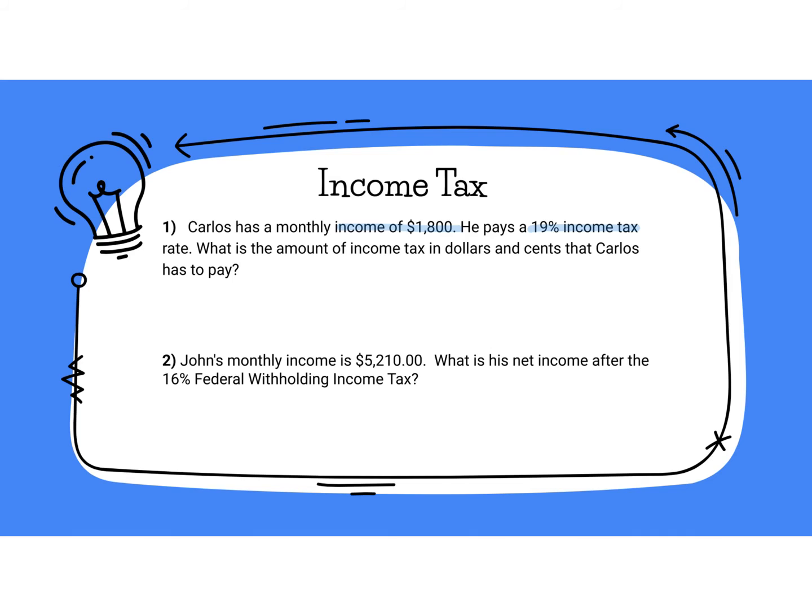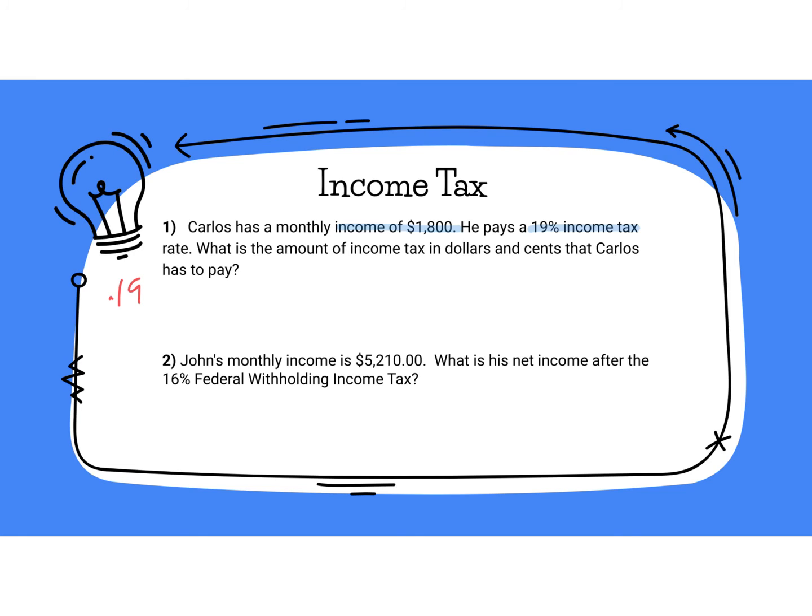The first thing that we have to look at are things that the actual problem gives us. We see that Carlos has an income of $1,800 and an income tax of 19%. We want to know what is the amount of income tax that Carlos pays. So just like sales tax, the first thing I'm going to do is change that 19% to a decimal. By moving the decimal place 2 places to the left, I should get 0.19.